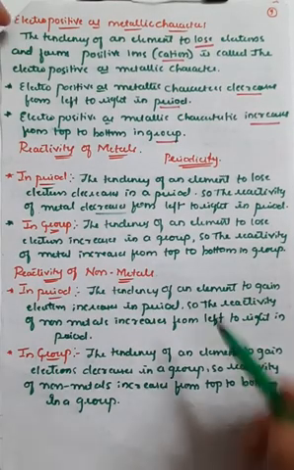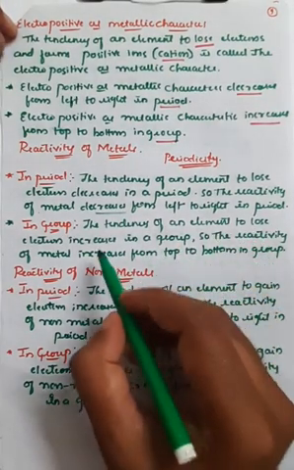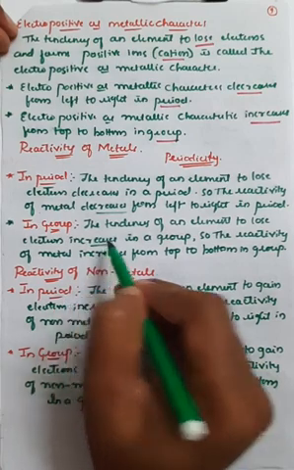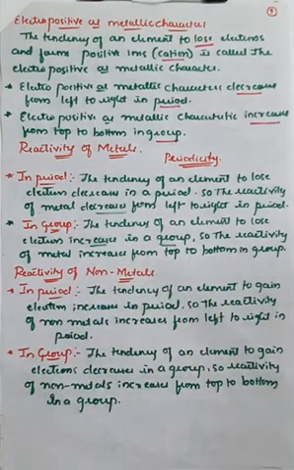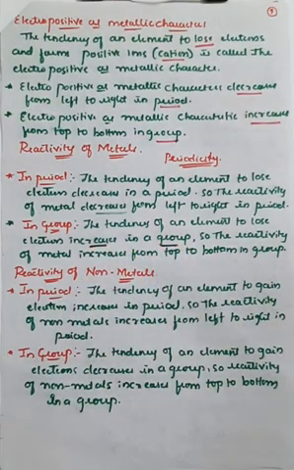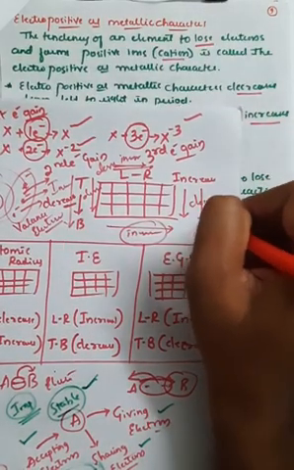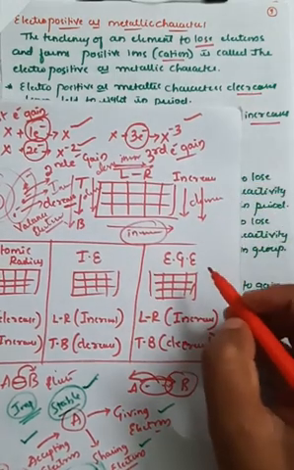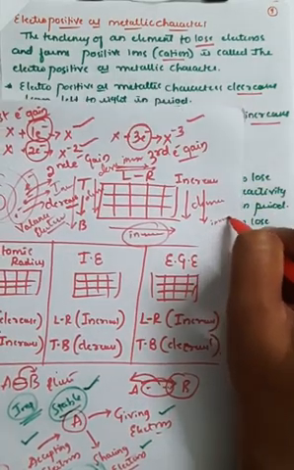But the tendency of an element to lose the electron increases in groups. Whenever you come from top to bottom in the periodic table, what happens? There is an ability to lose the electron. That is, you can remove the electron very easily when you come from top to bottom. Therefore, that value goes on increasing.